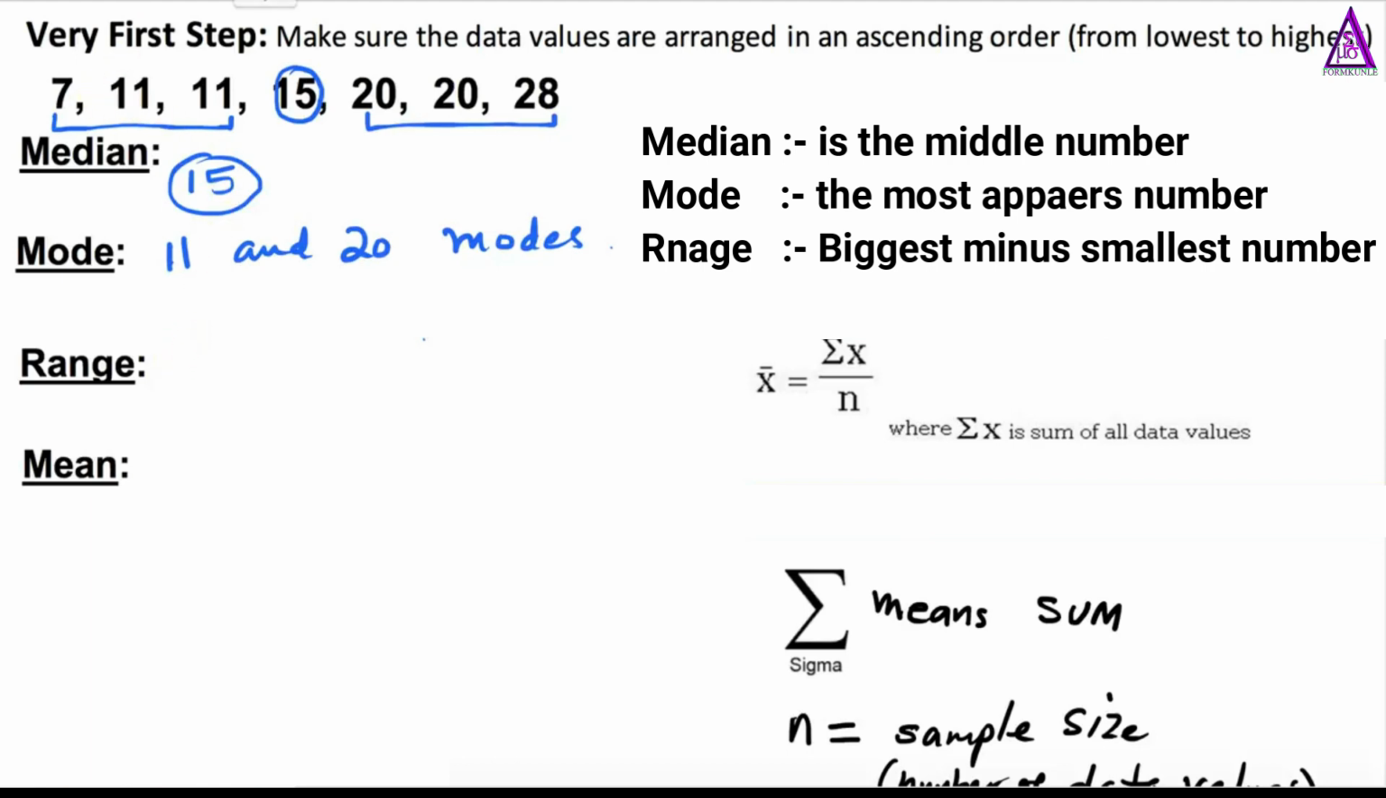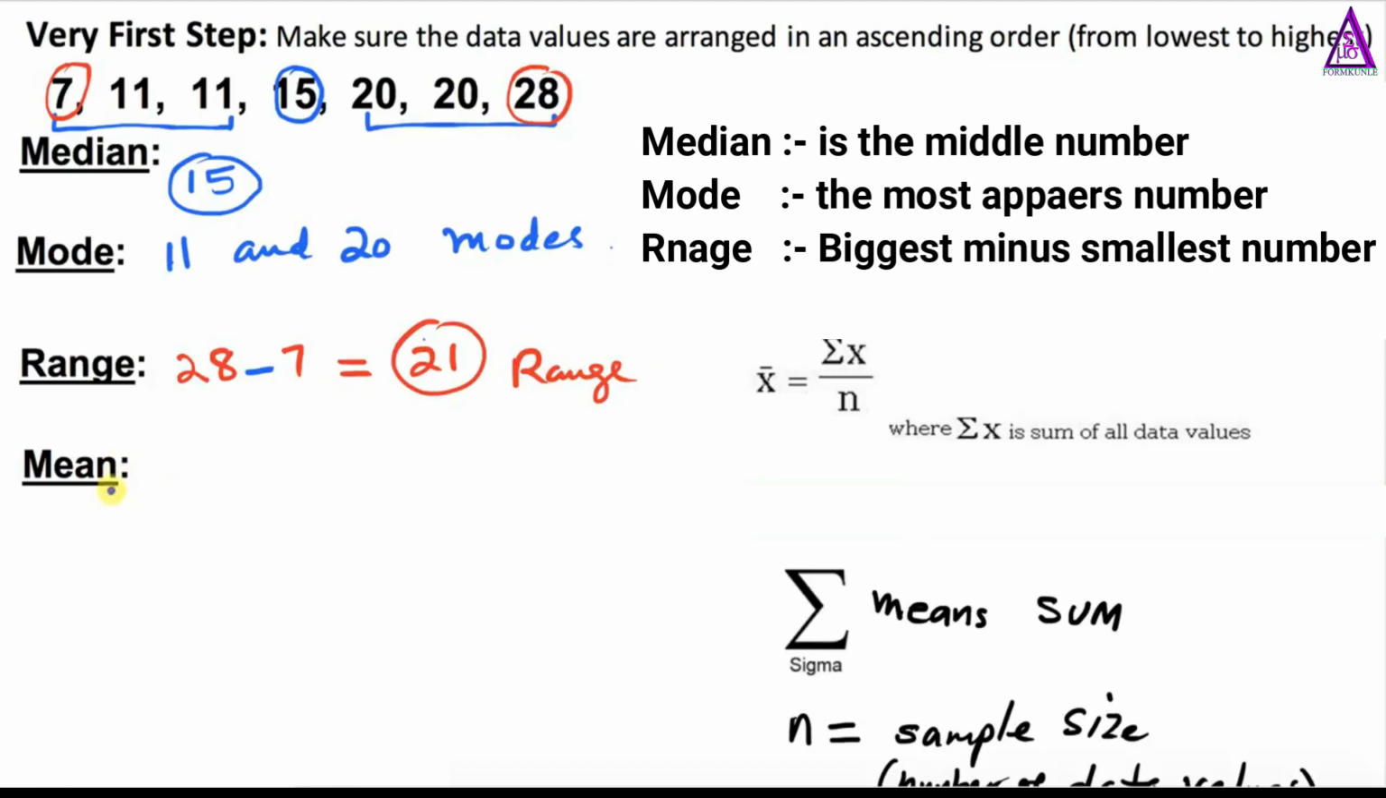Now to the range. The range simply means the highest minus the lowest value. We can see in this data, our lowest value is 7, while the highest value is 28. So therefore, our range is equal to 28, which is the biggest number, minus 7, which is the smallest number. And our range is equal to 21.